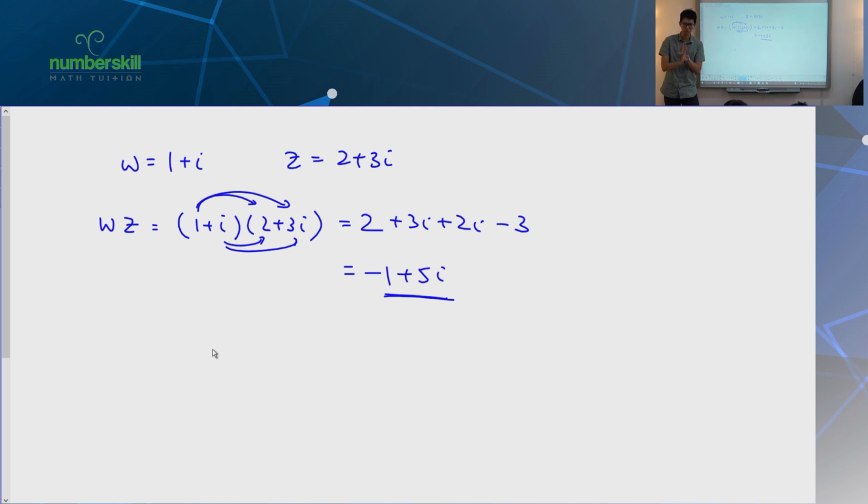Okay, so we talk about addition, subtraction, conjugate, multiplication. What's the last thing to do? Division, right? Okay, great. So let's talk about division. If I want to take my W divided by Z, so that will be 1 plus i divided by 2 plus 3i. How do I do that?